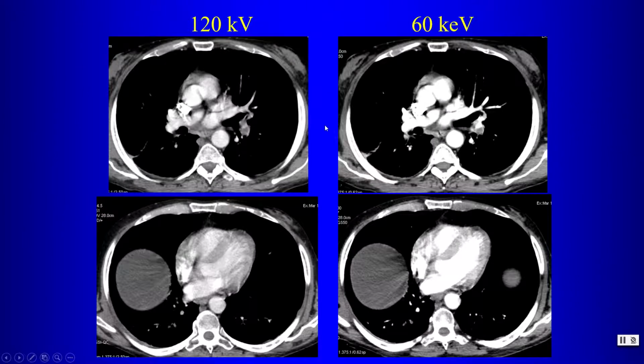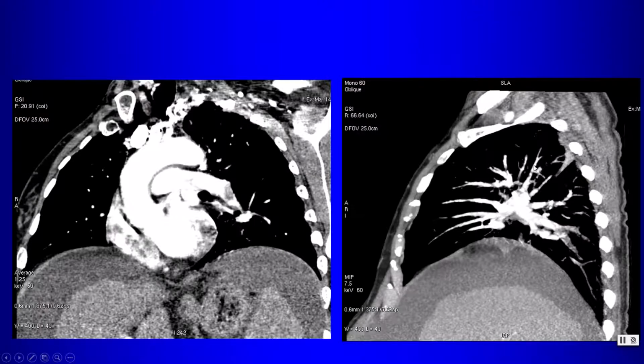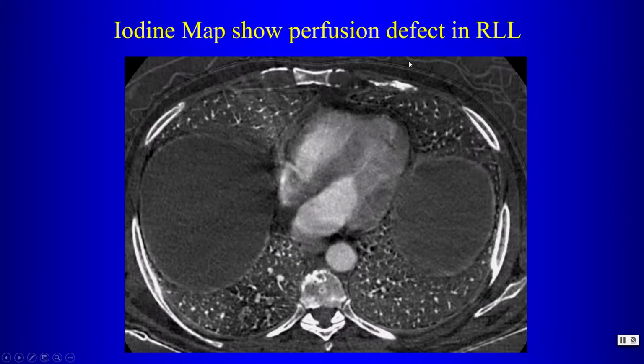So here are the images side by side. At the standard settings here, we can see that the opacification of the vasculature is not very good, but when we dial down the keV here now, we can see the clots a little bit easier. And then here on these reformatted views, much easier to see the clots there.